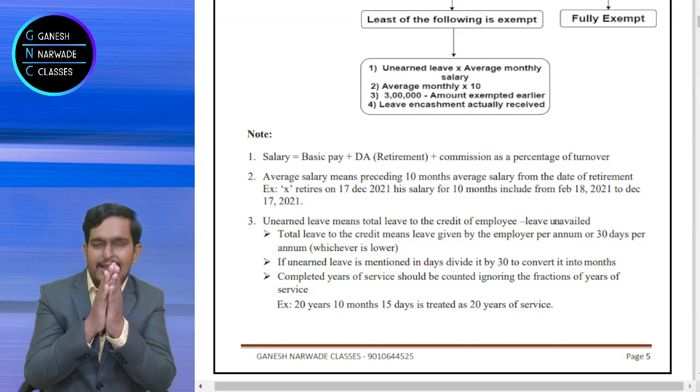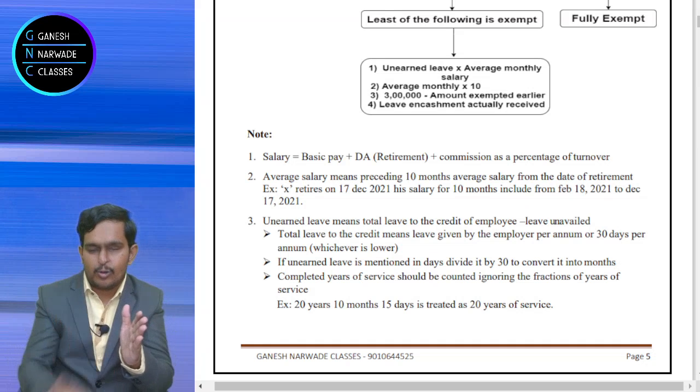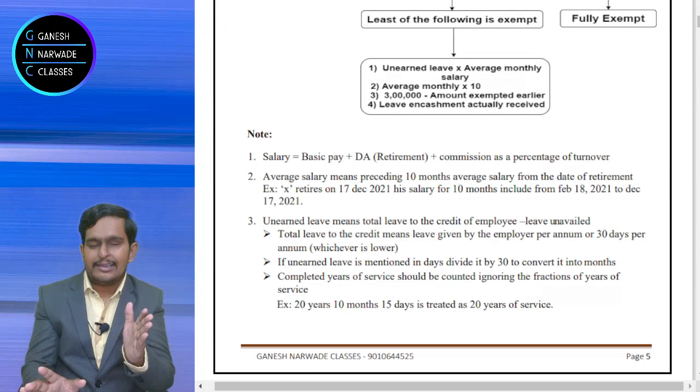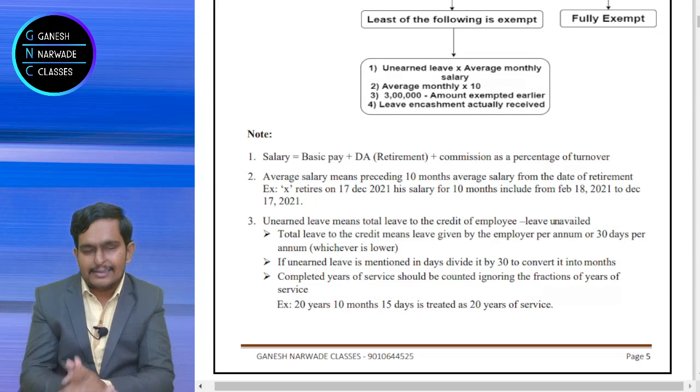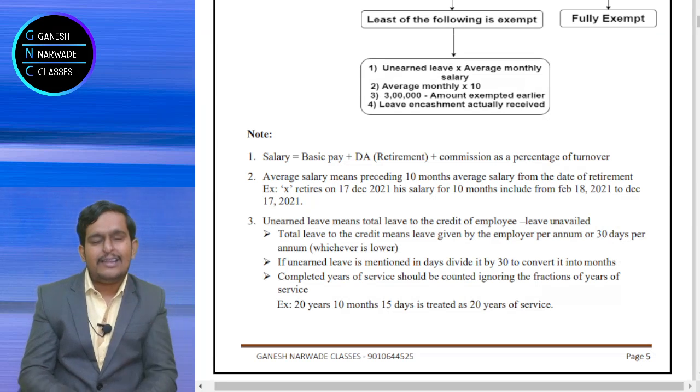So now leave encashment is fully clear to you. You even compared it with gratuity, right? In gratuity, retirement month days are ignored, and in leave encashment they are also considered for calculating the 10 months average. Now let's recap.